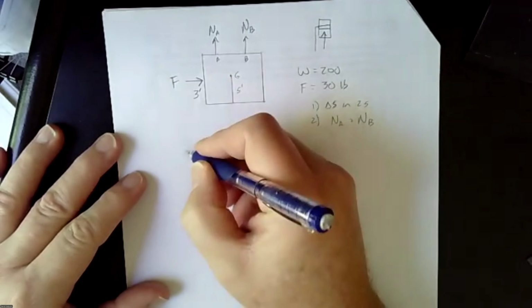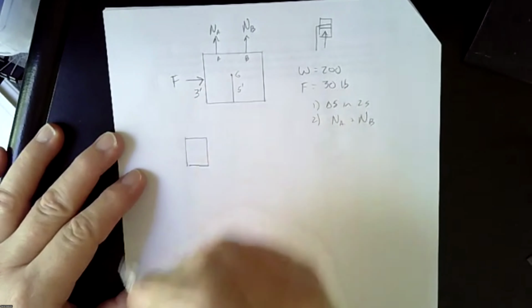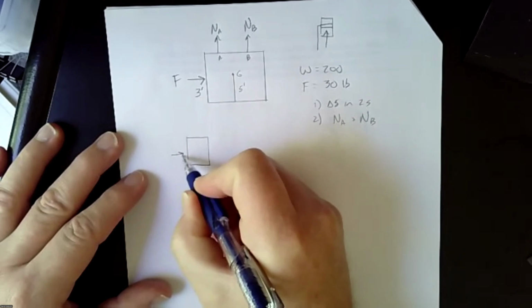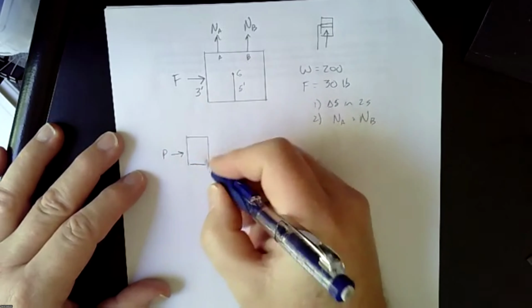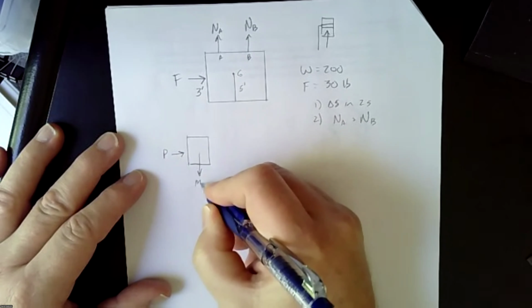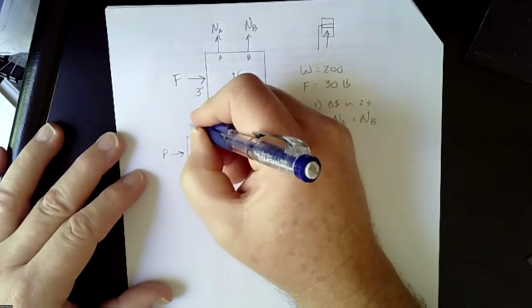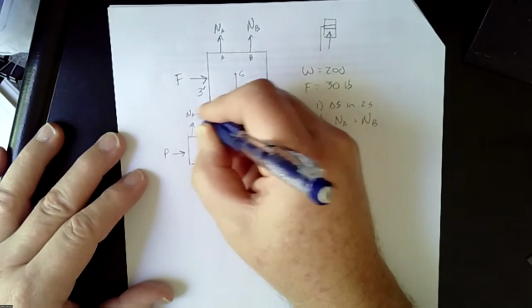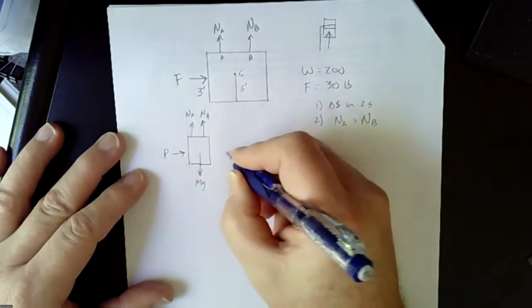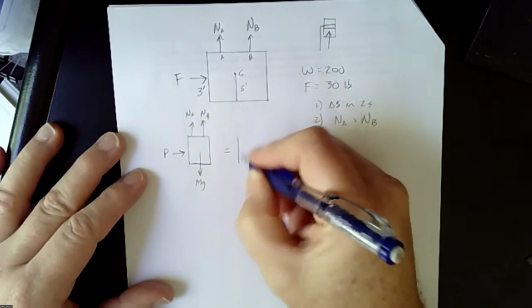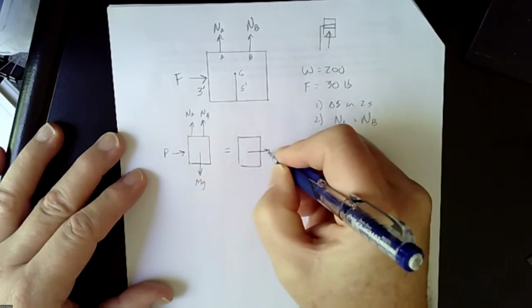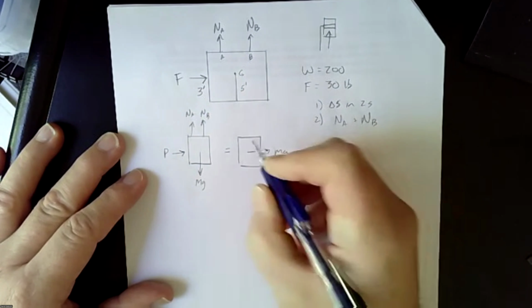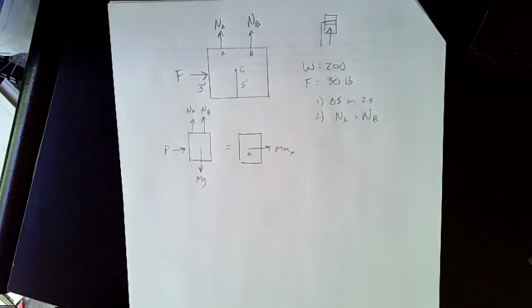So first, you start off with the free body diagram. There's P, there's our mg, and of course we have our NA and NB, okay? And then that just equals this ma_x, and that's at the center of gravity, okay?